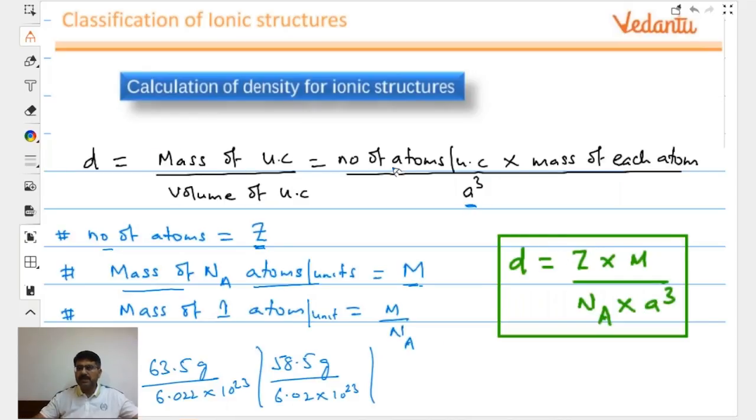Putting these values here, it is Z into M in grams, Avogadro number has no unit, into A cube. Please copy this relationship. Density is equal to Z into M divided by Avogadro number into A cube. Please copy this relationship.